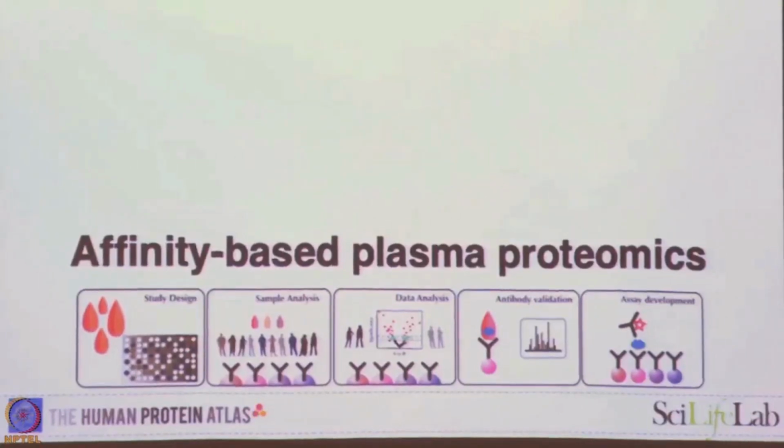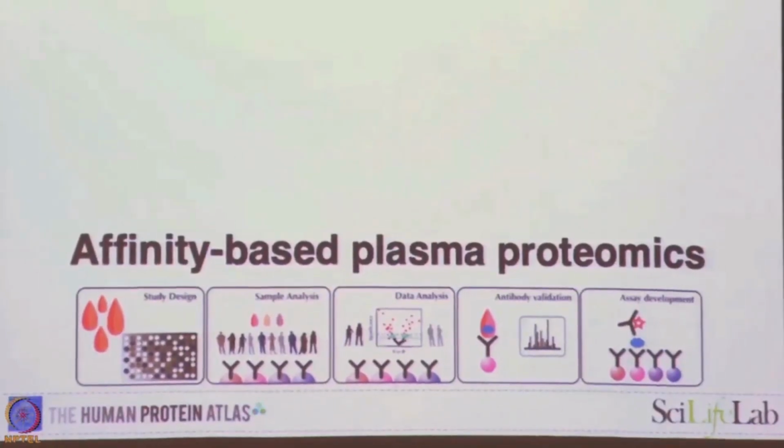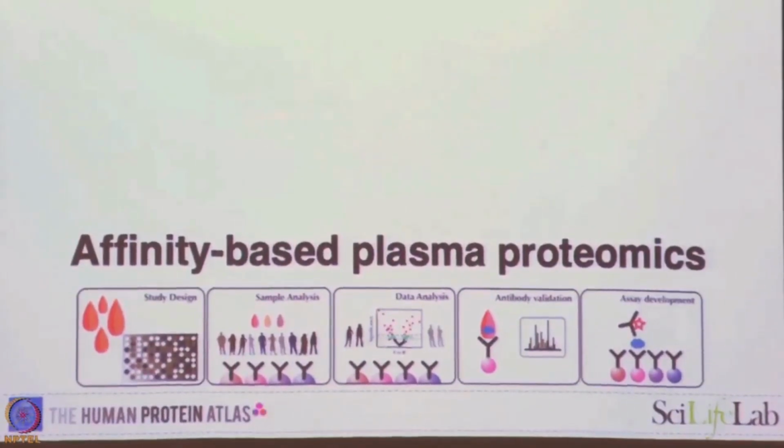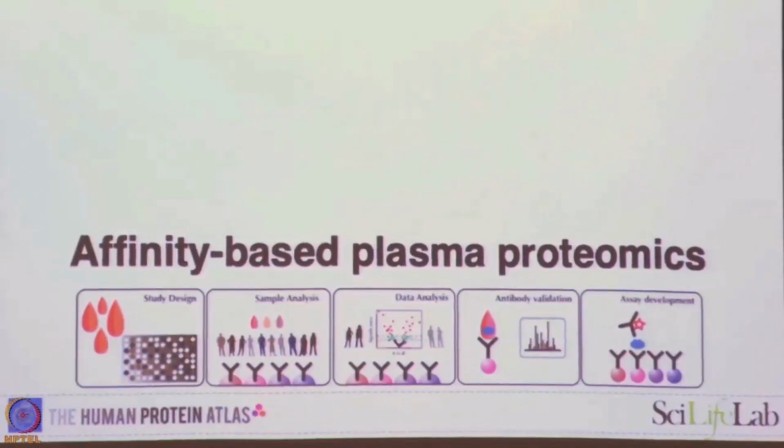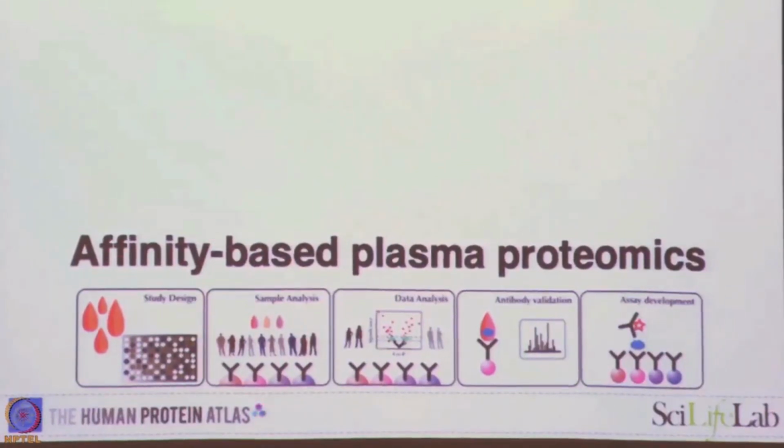our core business, if that would be a pitch to do for investors. So the core is actually we do affinity-based plasma proteomics, and that means that we use antibodies or different types of affinity reagents, if they are available, for doing protein profiling. We care a lot about the study design. I think this is something I touched upon before. We care a lot about antibody validation.